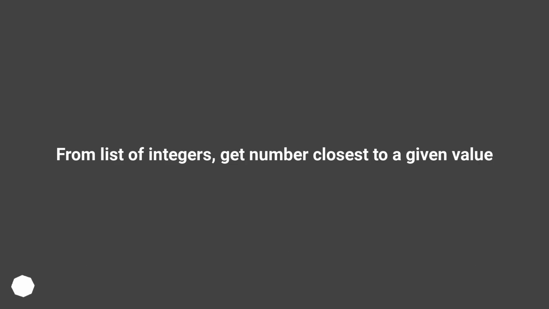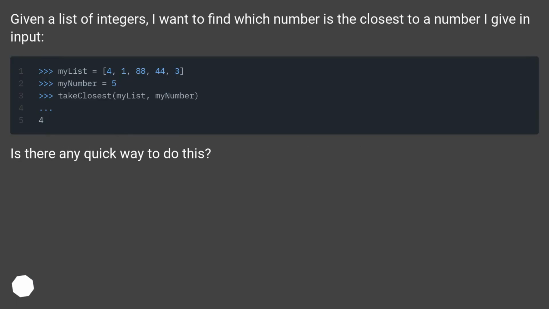From a list of integers, get the number closest to a given value. Given a list of integers, I want to find which number is the closest to a number I give in input. Is there any quick way to do this?